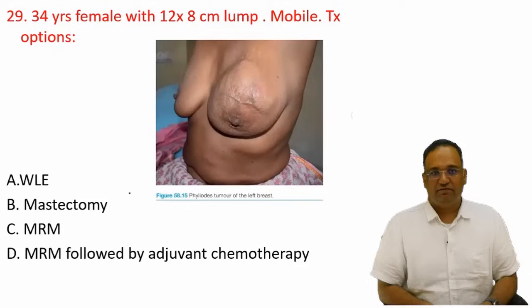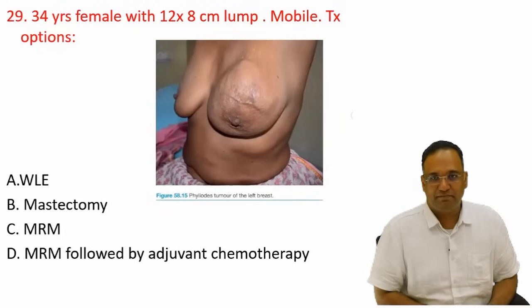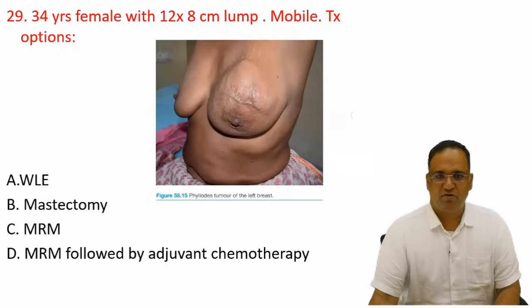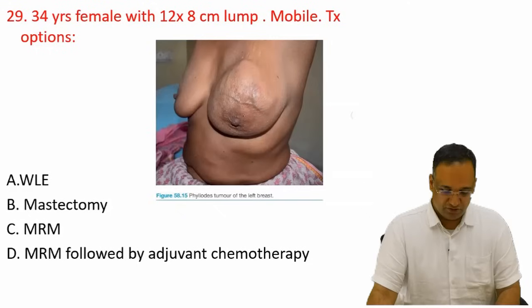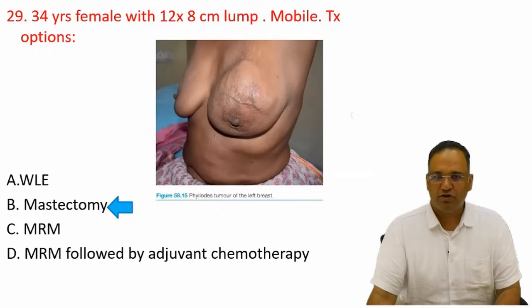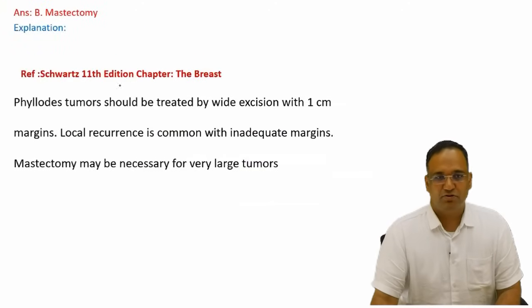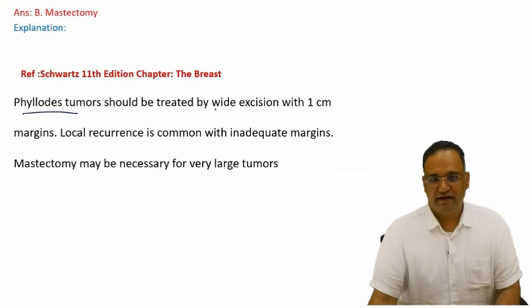A 35-year-old female patient, 12 into 8 centimeter lump, mobile, treatment option. So, you see a prominent vein, but axilla to this tumor looks negative, not mentioned in the question. It could be a phylloid tumor, treated with wide excision of 1 centimeter margin, and local recurrence is common with inadequate margins. So, mastectomy is necessary for very large tumors.